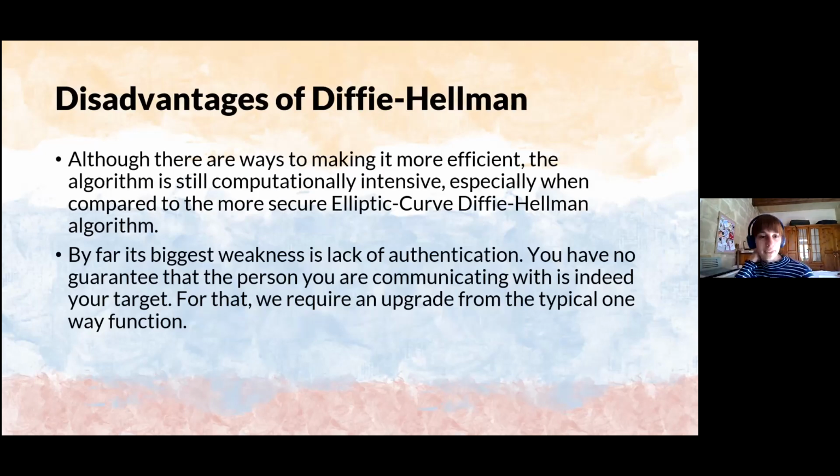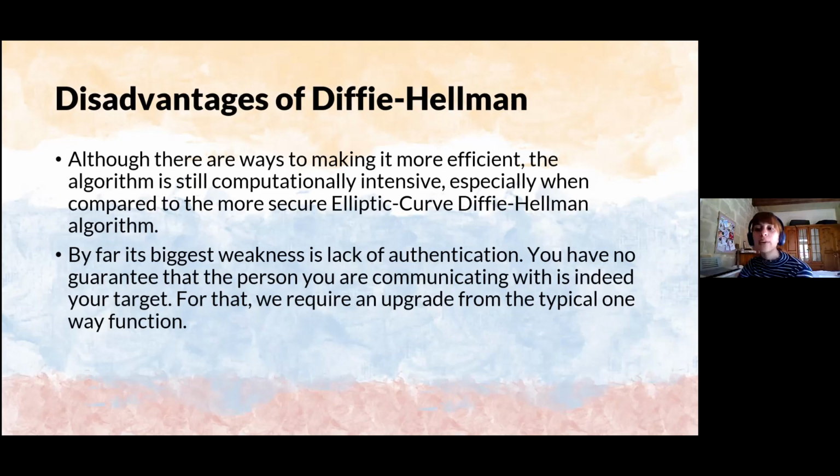This isn't perfect. There are ways to make it more efficient, especially compared to the elliptic curve Diffie-Hellman, which uses a different piece of math. It's very interesting, but you can't get into everything. Its biggest weakness is the lack of authentication. You have no guarantee that the person you are communicating with is indeed your target, right? There might just be someone in the middle pretending to be Bob to Alice that sends her a completely valid key, but it's not Bob's key, it's his own key.